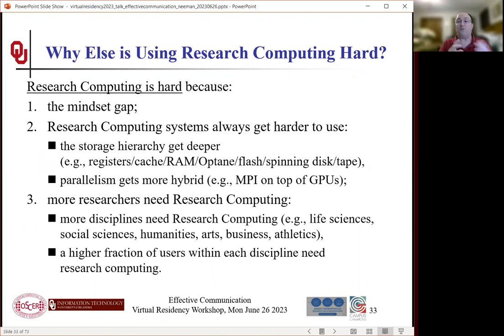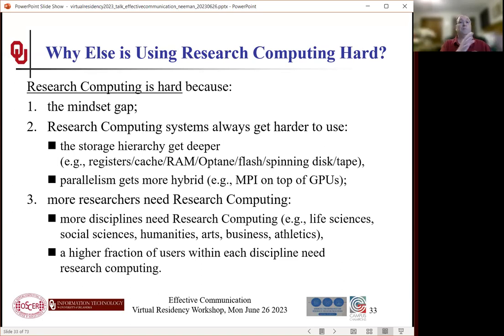So the issues, and we mentioned this before, the issues that are driving this: research computing is hard because of the mindset gap, which we already talked about. It's hard because research computing systems are always getting harder to use. The storage hierarchies get deeper and deeper all the time, right? Optane now is being replaced by, what is it, CXL or whatever it is, which is a standardized thing, not limited to one vendor. And now, of course, there's high bandwidth memory, just becoming available through the new Sapphire Rapids CPUs. And then parallelism is getting more and more hybrid, right?